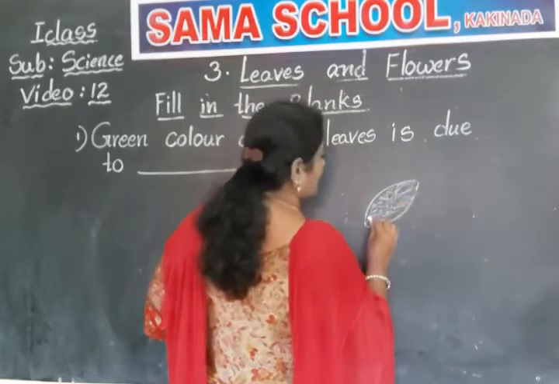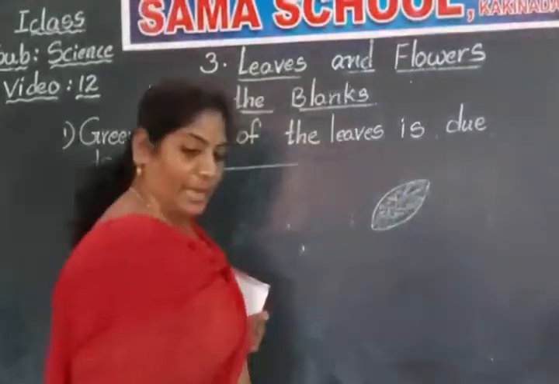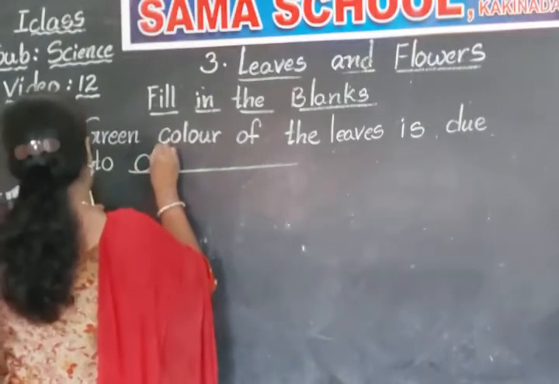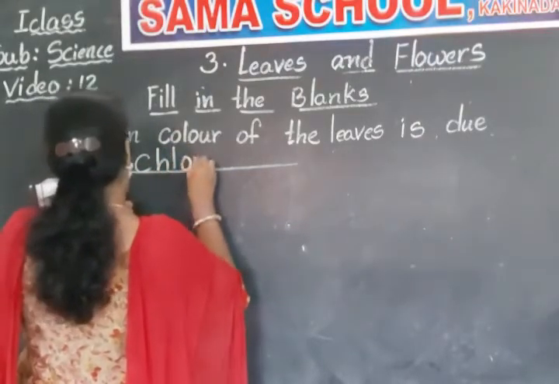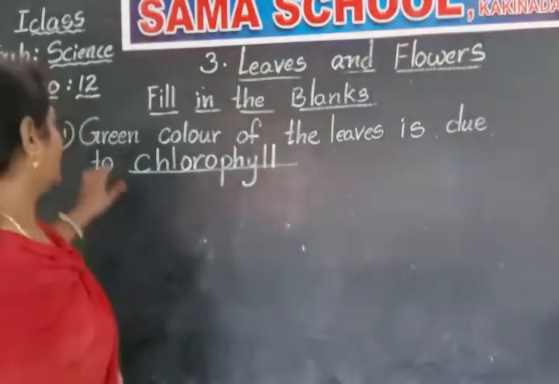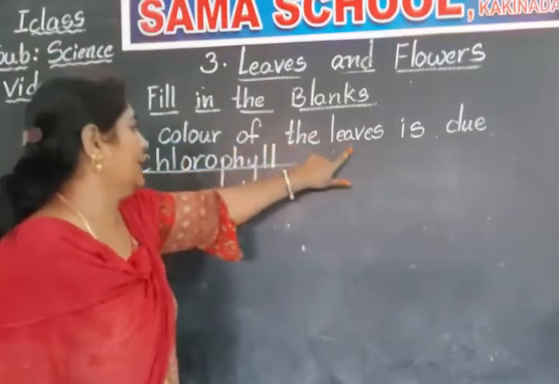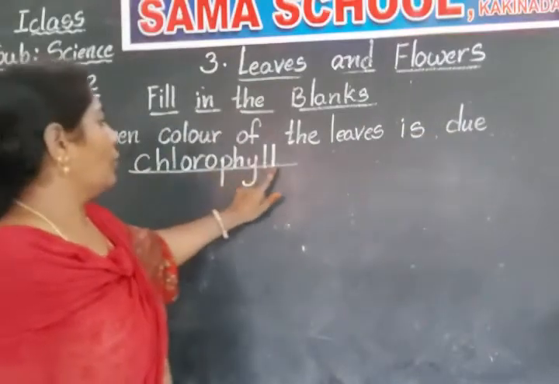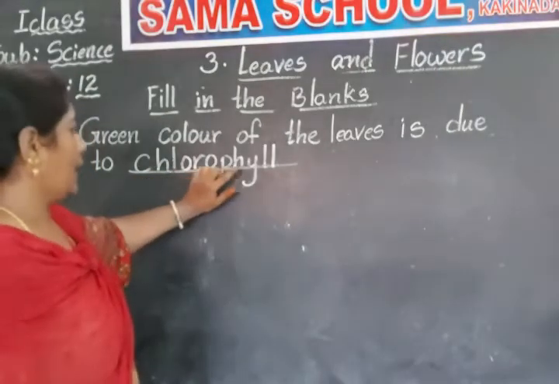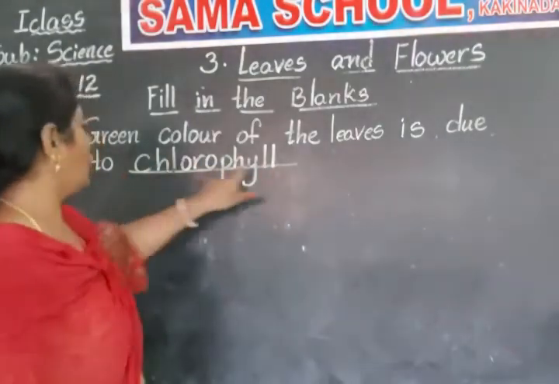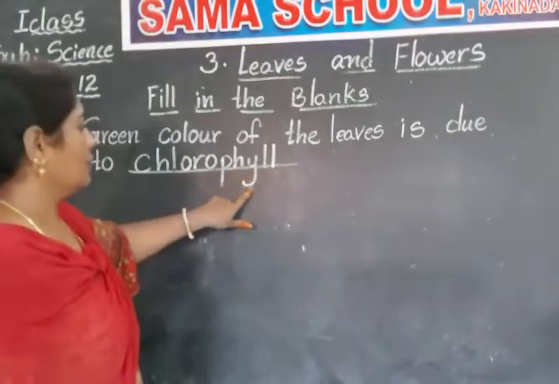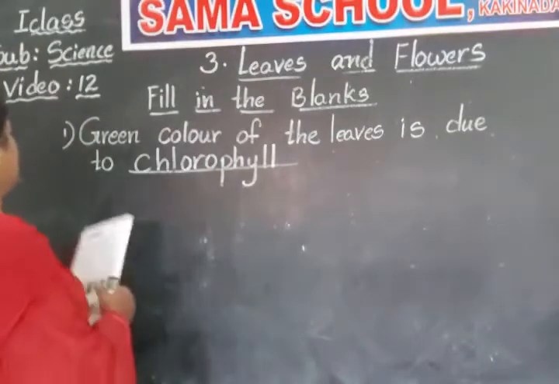It is green in color. All the parts of the leaf are green in color. That is due to, why is it green in color? Due to chlorophyll, C H L O R O P H Y L L. Green color of the leaves is due to chlorophyll. Chlorophyll spelling: C H L O R O P H Y L L. Once again, C H L O R O P H Y L L. Chlorophyll. Second one.